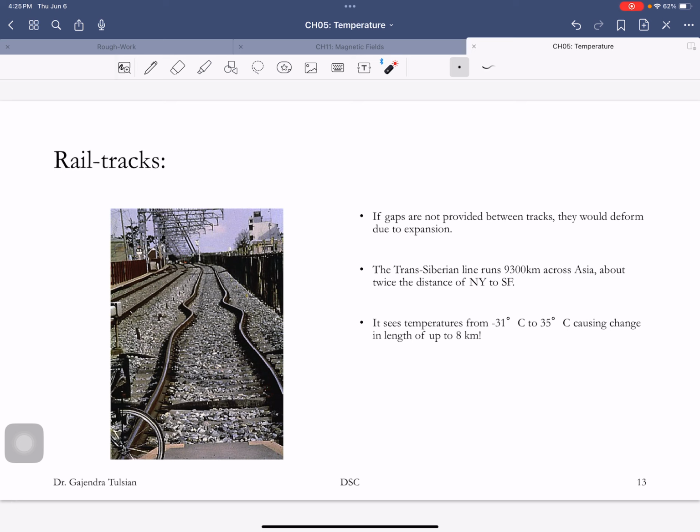Here are some train tracks where there were not enough expansion gaps, and they deformed, and so now a train can't go on that. This has to be fixed.